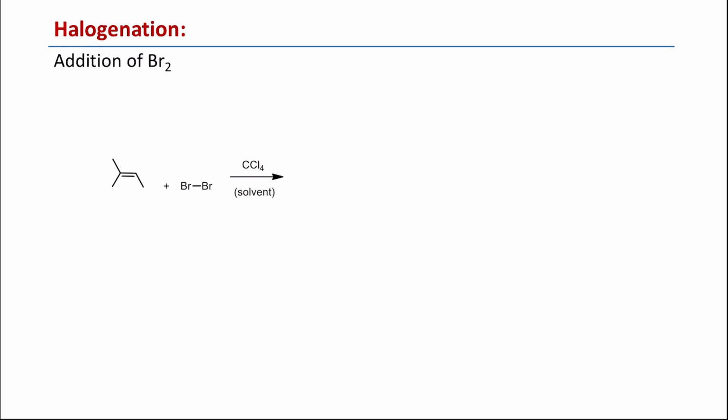So the mechanism of this reaction goes as follows. First of all, the bromine is nonpolar, but when the double bond of the alkene approaches the bromine, it starts to polarize this bond. So the first bromine will become partially positive while the other one becomes partially negative. In this case, we have the nucleophilic center, which is the double bond, and we have the electrophile, which is the bromine with the partially positive charge.